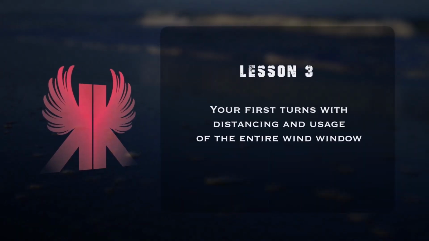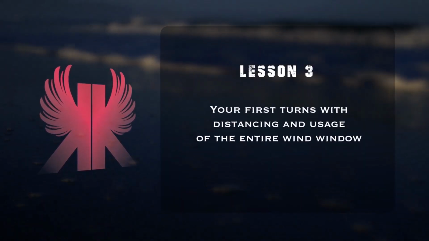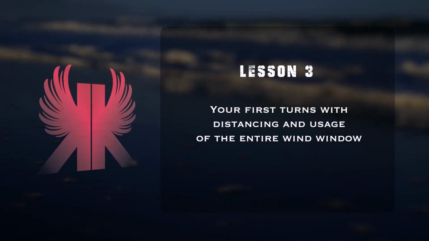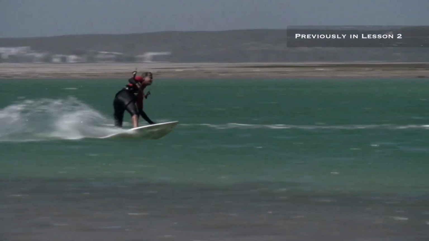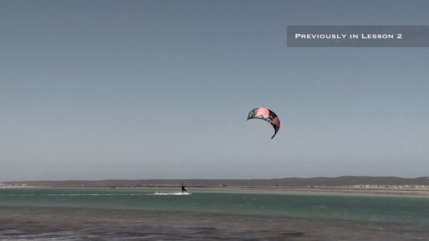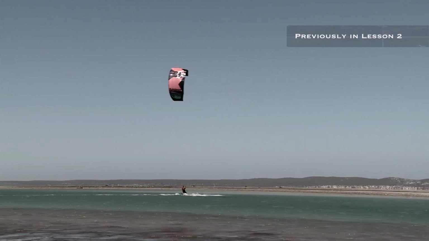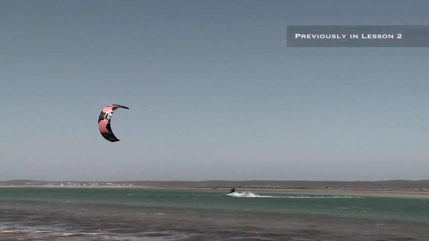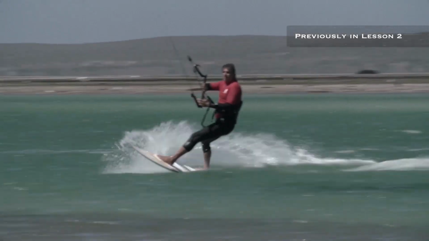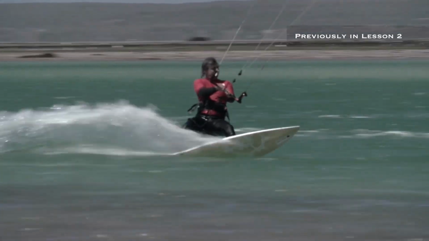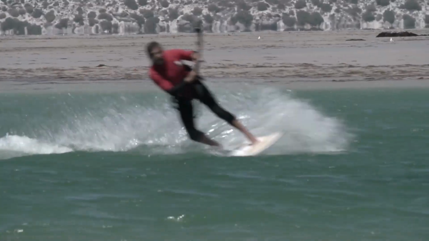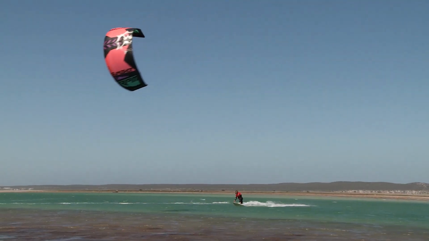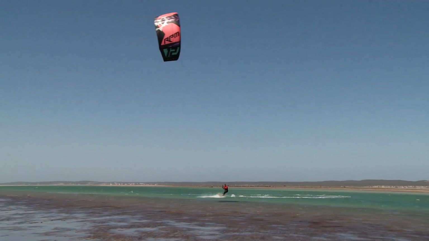Lesson 3. Your first turns with distancing and usage of the entire wind window. Once you have mastered your 4 types of turns with the right timing and coordination between controlling your kite and the steering of your board, and once you can add these turns together into a smooth, harmoniously flowing downwind slalom movement, you are ready for the next step. Turns with the right distance control.